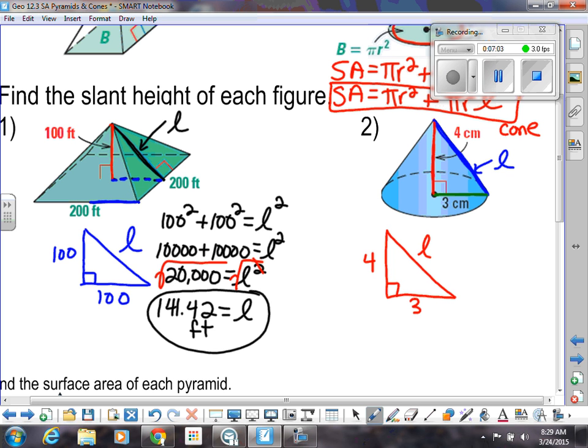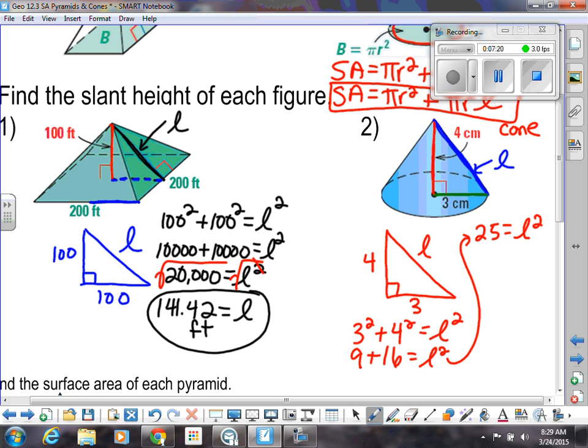So again, we're going to do Pythagorean theorem. 3 squared plus 4 squared equals L squared. So I'm going to get 9 plus 16 equals L squared. So I'm going to move that up here. If I add those together, I get 25 is L squared. Square root each side, and I get L equals 5. And that's in centimeters. So my slant height is 5 centimeters. And that's all they wanted me to do on that one.